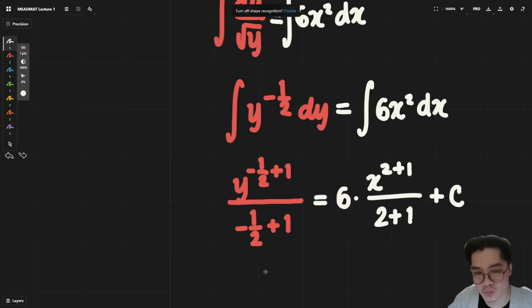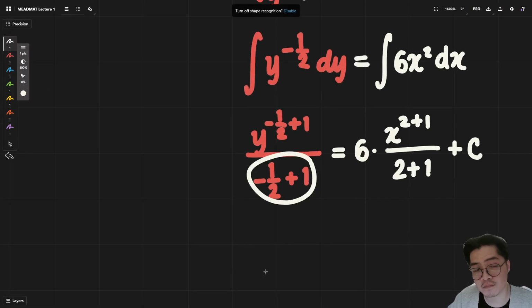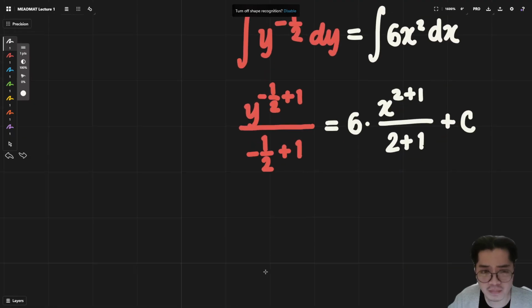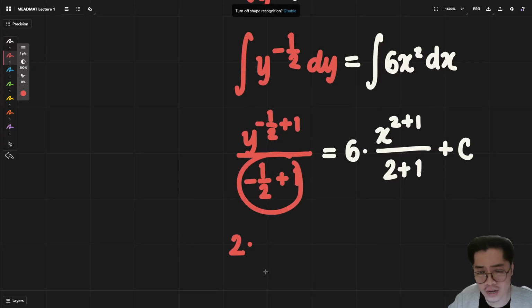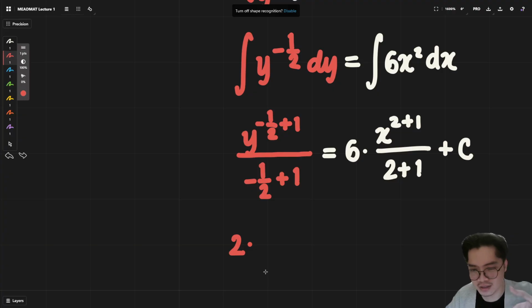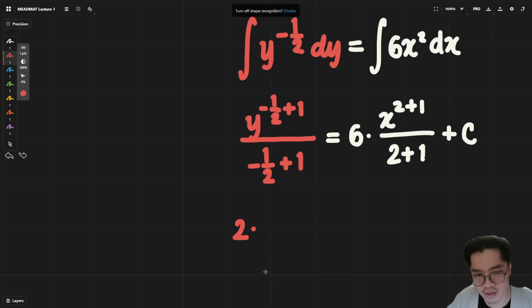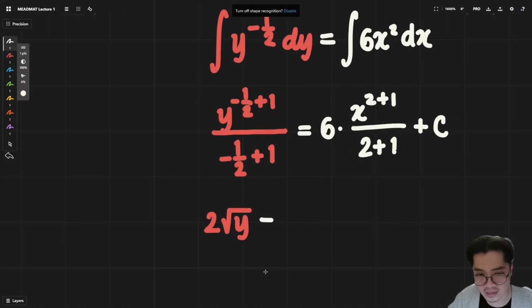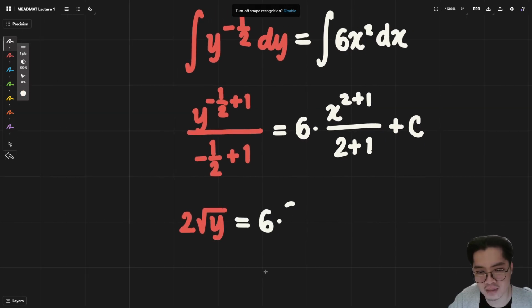Negative 1/2 plus 1 is 1/2. That means if you're going to fold this, this becomes a 2. There's a 1/2 in the denominator, which, if you flip it, becomes a 2. And now this whole thing right here is just y raised to 1/2, or just 2 square root y. In this case, you will also have 6 times x cubed over 3. And cancel, you will see that this is just 2.